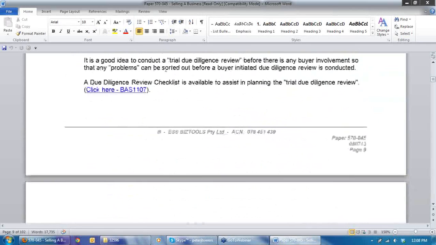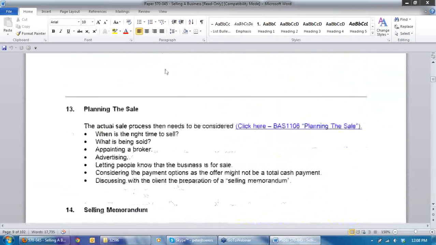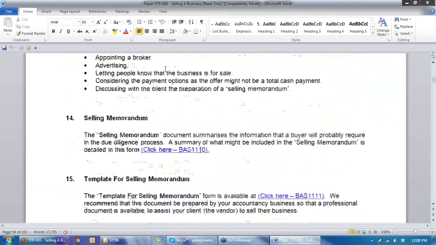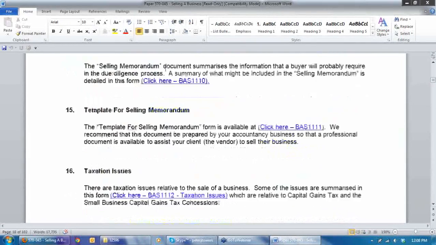So we're covering a wide range of areas, as you can see, and we'll go through the individual forms in a moment.